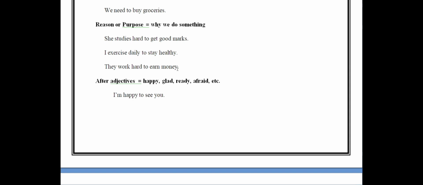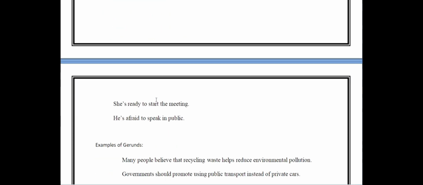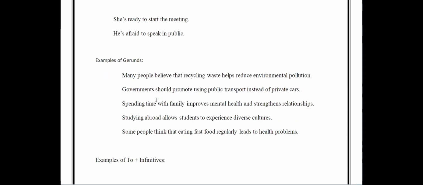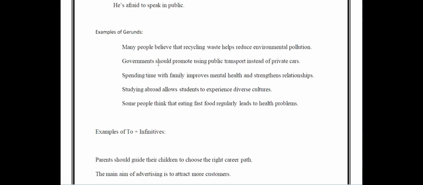Why are we doing something? It is to earn money. So what do all these examples show? These are to show the reason or the purpose. Then it is used after adjectives like happy, glad, ready, afraid. For example, I am happy to see you. She is ready to start the meeting. He is afraid to speak in public.